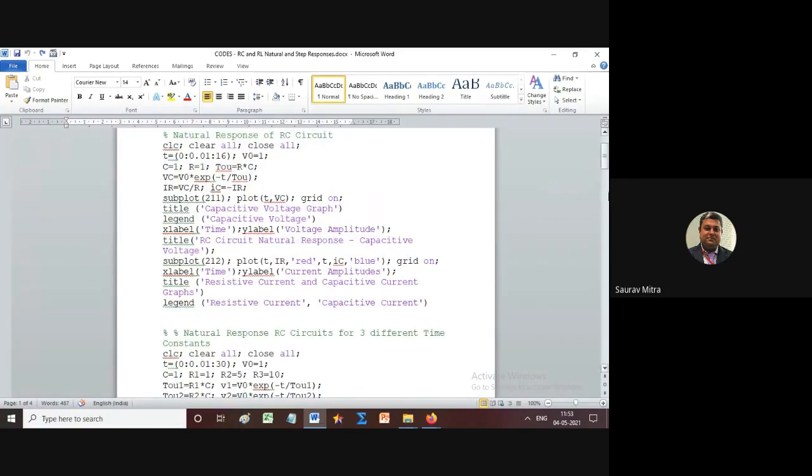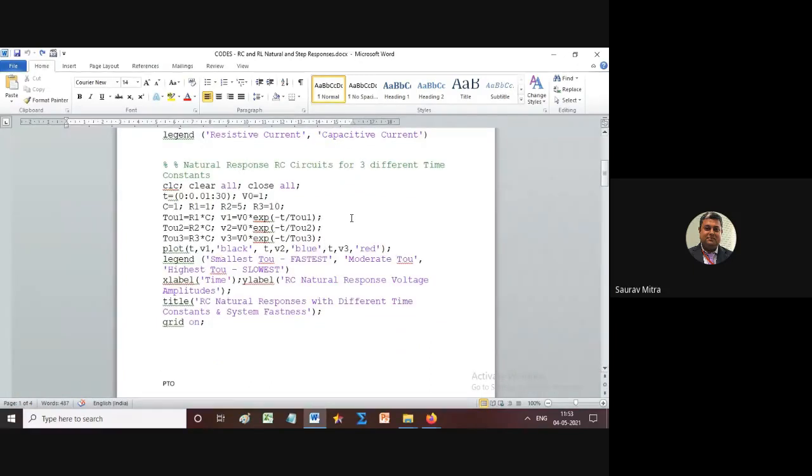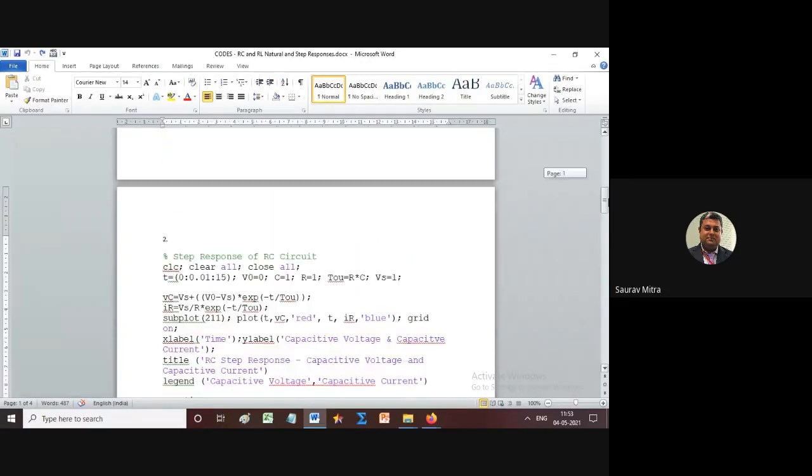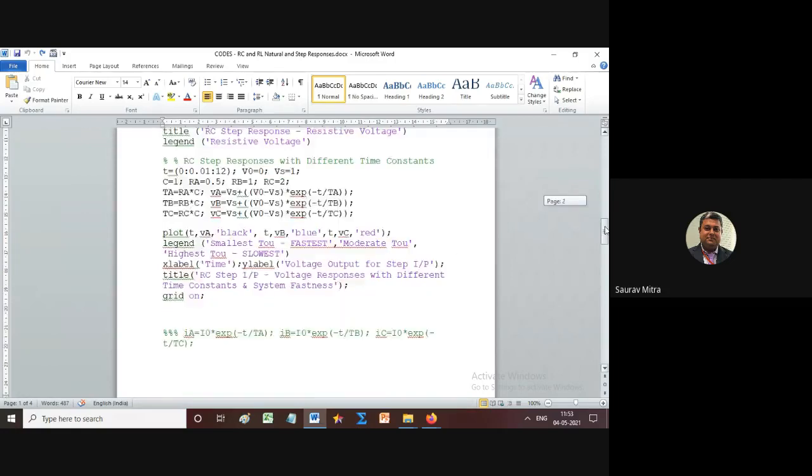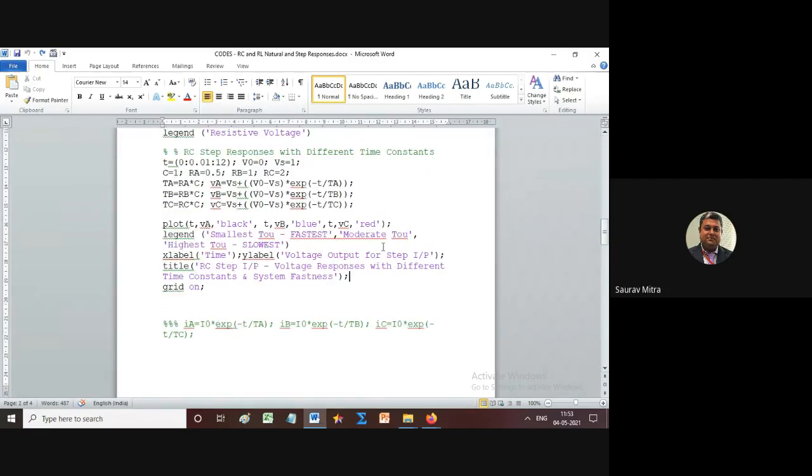The first code will generate 2 graphs, and the second code will generate 1 graph. And then again the second, that is step response of RC: the first code will generate 2 for one circuit, and the next will generate 3. So likewise every circuit, RL natural, RC natural, RL step, RC step, has 3 graphs. So a total of 12 graphs you have to generate, and all the values should be different from what I have, and you have to submit this write-up.